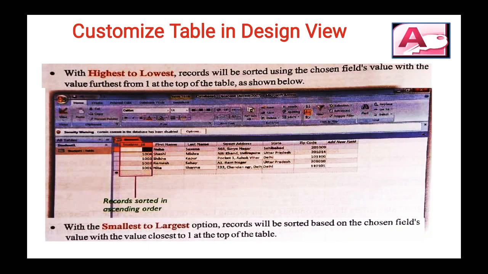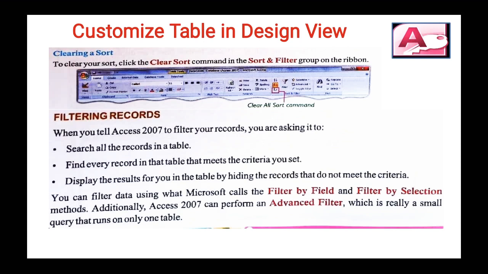Filtering records. In filtering records, we search the records in a table, find every record in that table that meets the criteria we set, and display the results for us in the table by hiding the records that do not meet the criteria. We can filter data using what Microsoft calls the filter by field and filter by selection methods. Additionally, Access 2007 can perform an advanced filter, which is really a small query that runs on only one table.